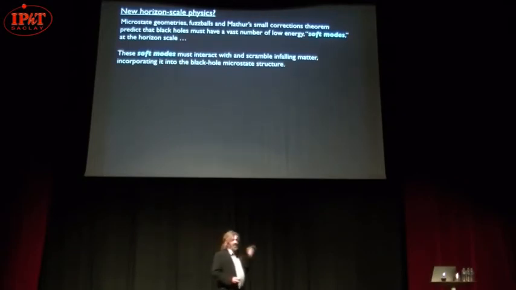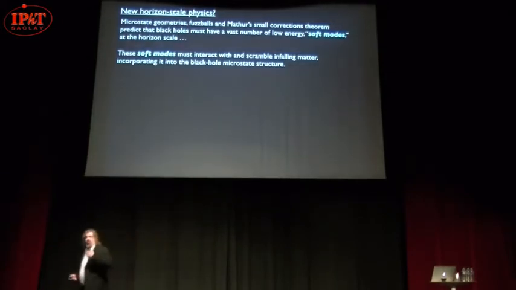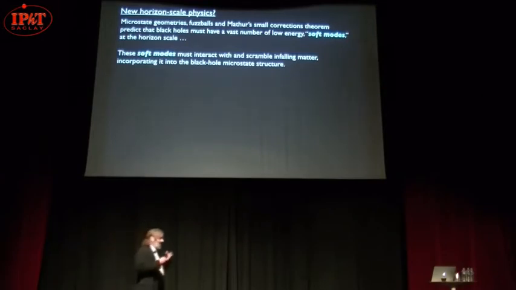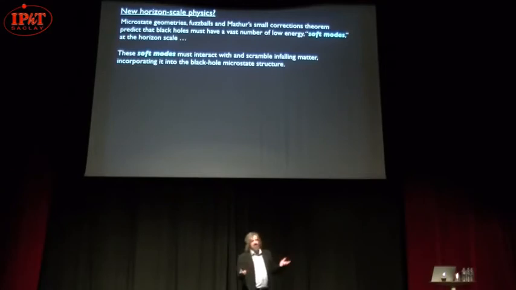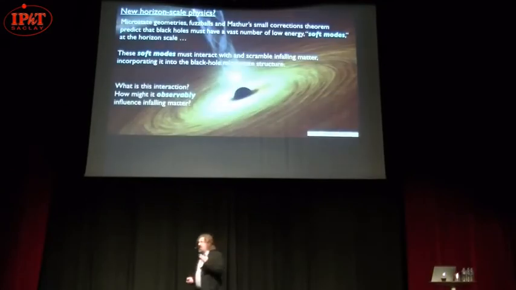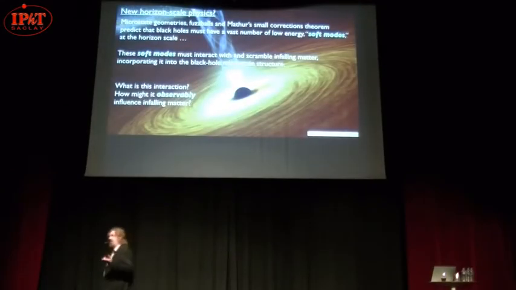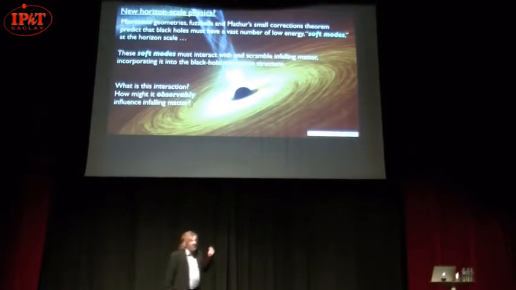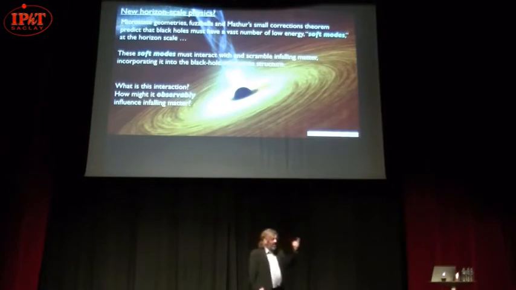These soft modes interact and must scramble with incoming matter, incorporating it into the microstate structure. Now, we're using semi-classical backgrounds, we're using supergravity as a way to hold up and understand these structures, these vibrations, these microstates. It might seem rather far from observable interactions, but maybe these soft modes can have an influence, particularly on other stuff falling in like accretion disks.